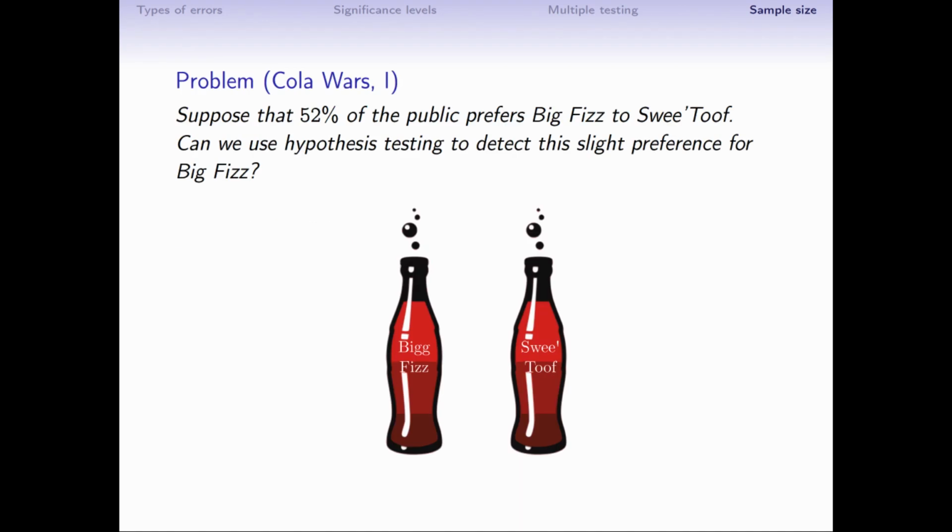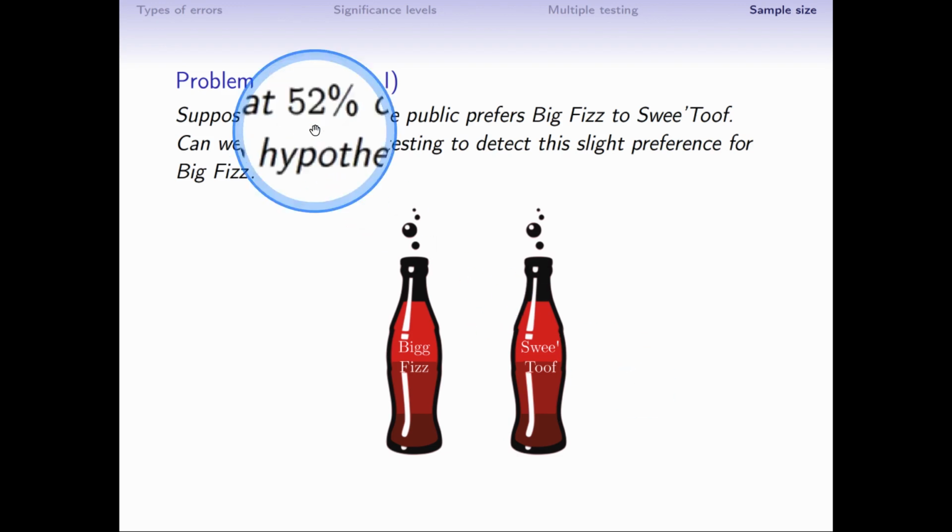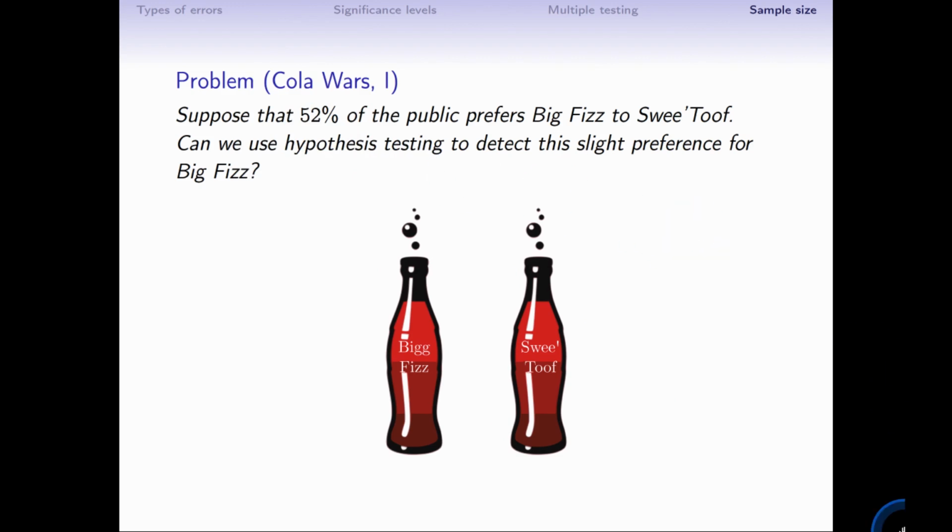Suppose that there are two colas that are competing against each other. One is called Big Fizz and the other is called Sweet Tooth. And let's just imagine that these are the only two available colas to the public and that everybody is forced to prefer one to the other. So they may like both, but they may have a preference for one over the other. And what I want to imagine is that within the public, there is a slight preference for Big Fizz to Sweet Tooth. So let's imagine that 52% of the public actually prefers Big Fizz to Sweet Tooth.